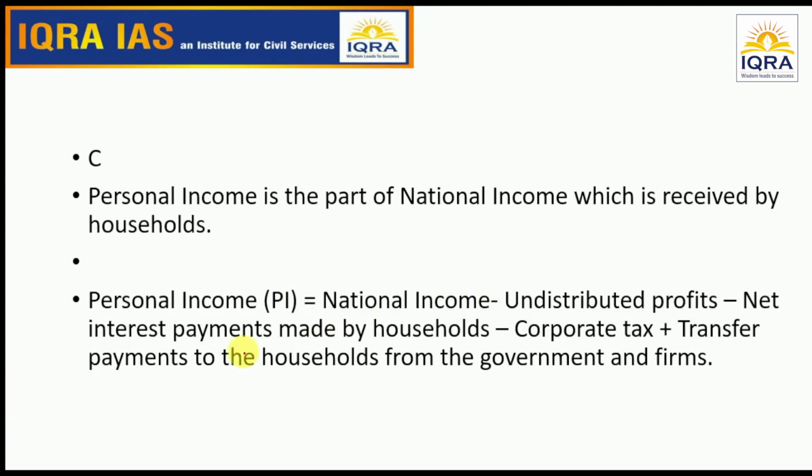So what is personal income? National income minus undistributed profit, minus net interest payment made by the household, minus corporate taxes, plus transfer payments to the households from the government. So this you can remember.